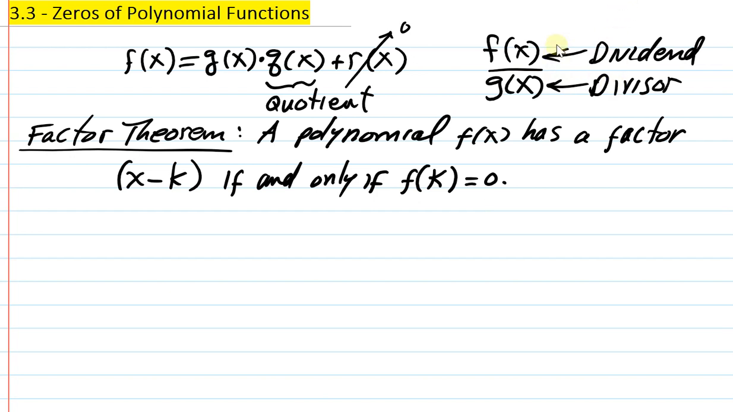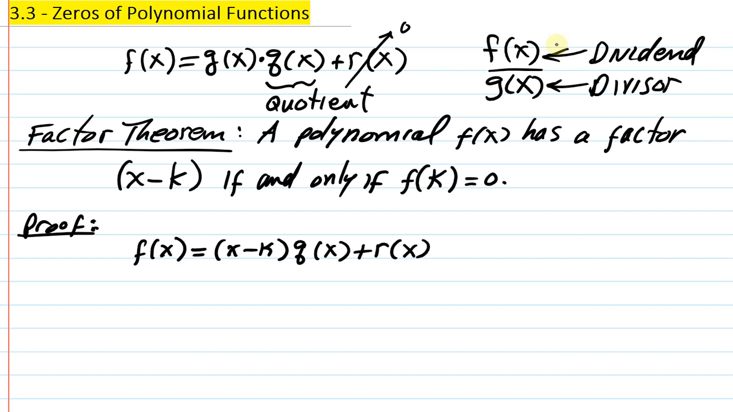How is the proof going to go? For the proof, if I use the division algorithm with a factor x minus k, then we can write f of x as x minus k times q of x, because we are dividing by x minus k. This is our divisor instead of g of x. So we can write it like so, plus r of x.